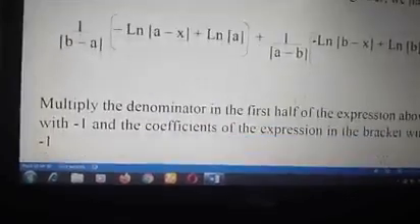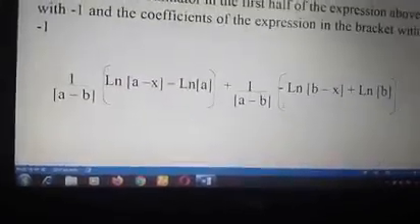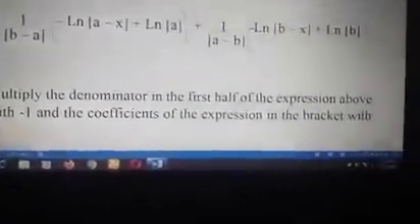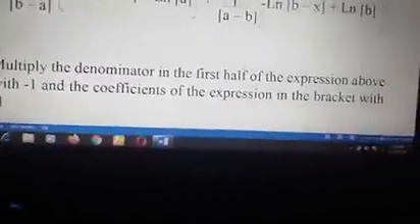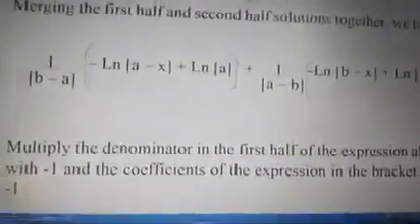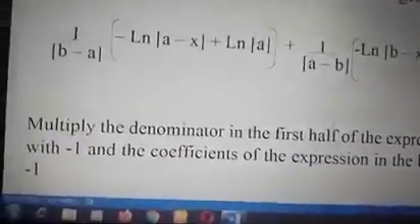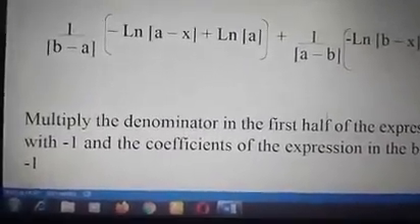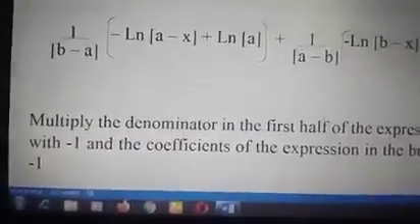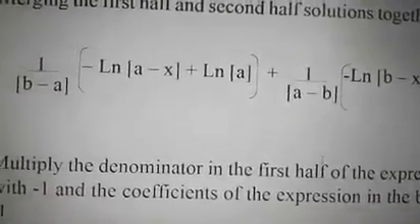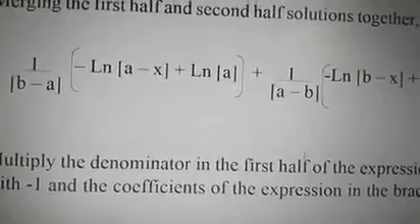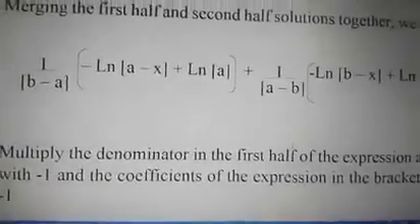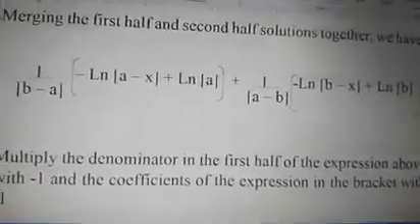Then ln minus ln. We multiply the denominator of the first half of the expression above with minus 1, and the coefficient of the expression in the bracket with minus 1. So multiply the denominator with minus 1 and it turns from b minus a to minus b plus a, which is written as a minus b. Then the coefficient of the first expression in the bracket, ln a minus s, which has minus 1 in front. Multiplying by minus 1, we now have plus, changing it to plus.